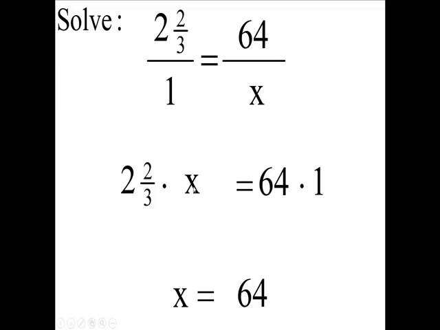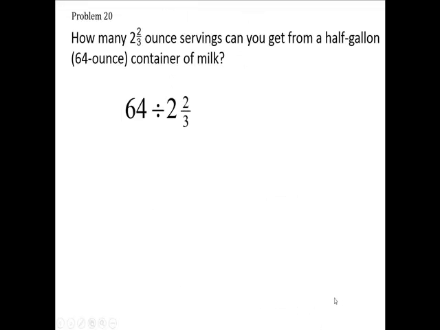Now, x is my variable. The number in front of x is the coefficient. That's 2 2/3, okay? So if I divide this side by 2 2/3, I get 1x here. Divide this by 2 2/3, this gives you a 1. Divide this by 2 2/3, we'll just copy that down right here. So now my problem is the unknown x equals 64 divided by 2 2/3.